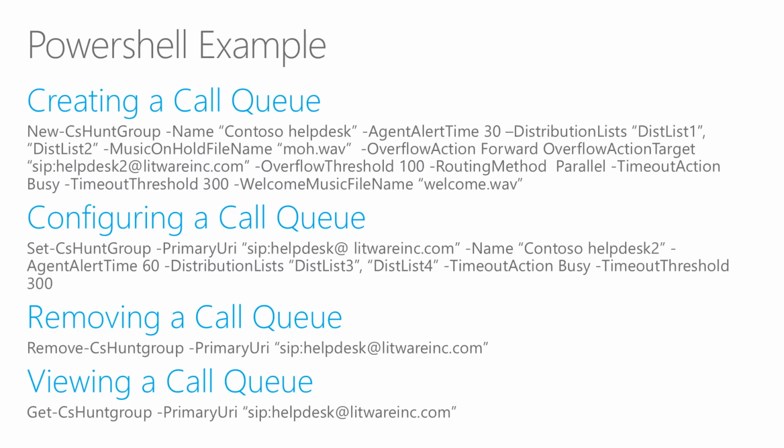So a quick PowerShell example for configuring a call queue would be something like Set-CsHuntGroup, PrimaryUri helpdesk@litwareinc.com, Name Contoso helpdesk 2, AgentAlertTime 60, DistributionLists dist list 2, 3, 4, TimeoutAction is busy, and the TimeoutThreshold is 300. With that, you've configured a complete call queue. Use the New-CsHuntGroup with the example to create a new one. Removing and viewing is also included in these examples.